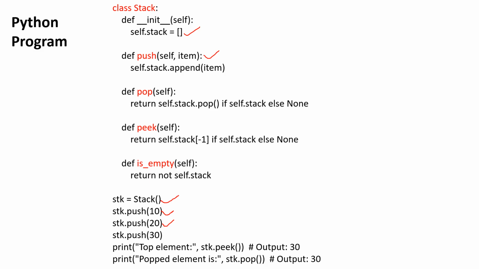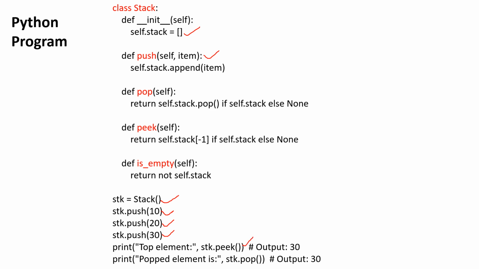Again we are going to call the push function with one more element. So control again goes to the push. What we have written is simply self.stack.append(item). That item gets inserted. Now let us find out the peek.